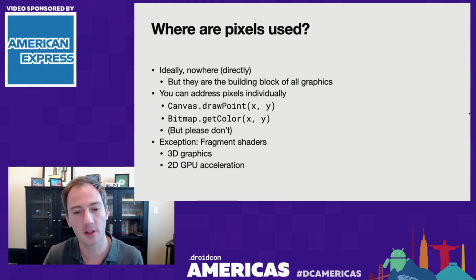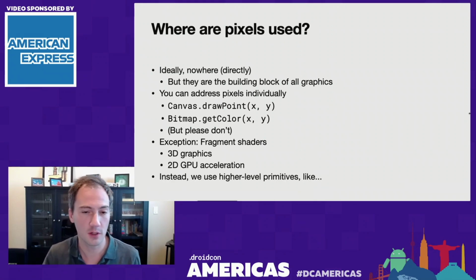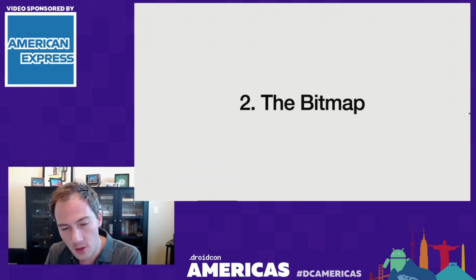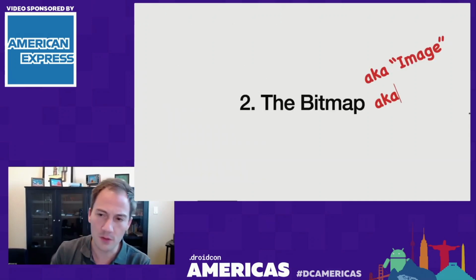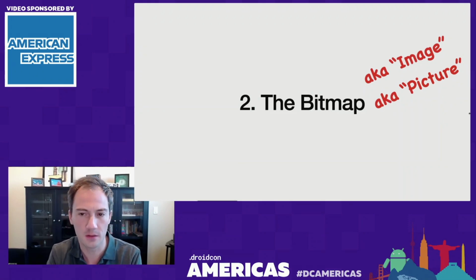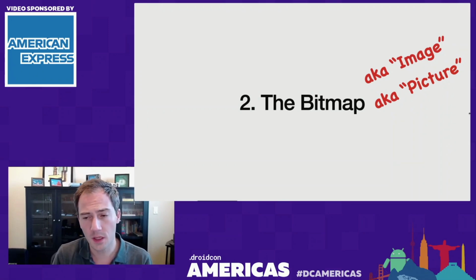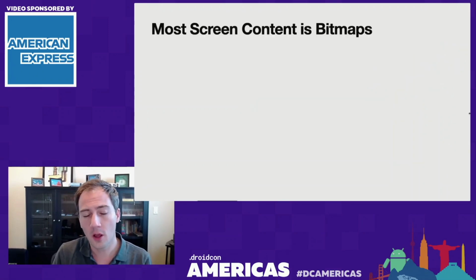Instead, you want to use higher level primitives. And the first one we're going to talk about is bitmaps. So bitmaps are also called images or pictures, although we're careful because there is a class called picture on Android, and it's actually not a bitmap, it's something else. It's related to vector graphics.